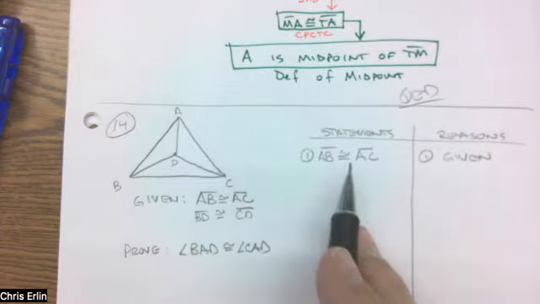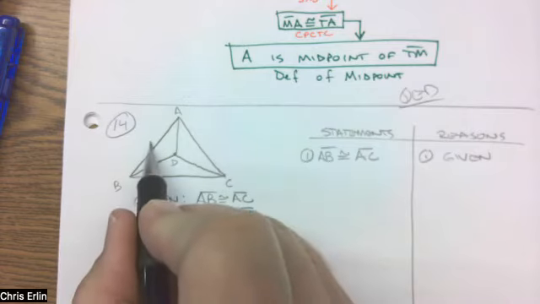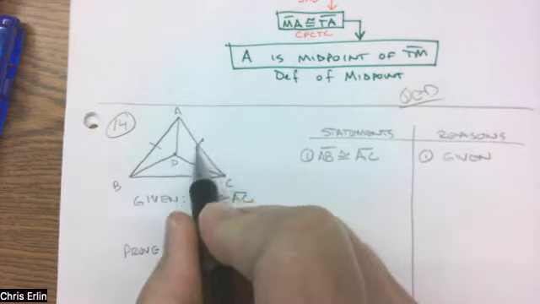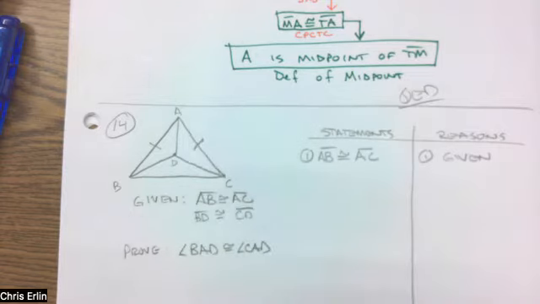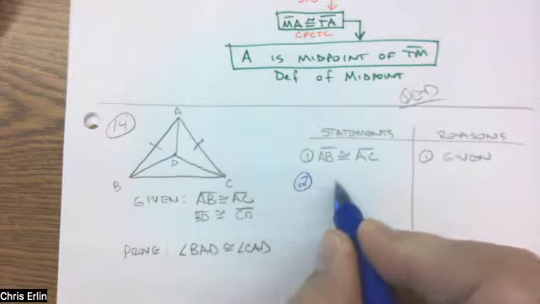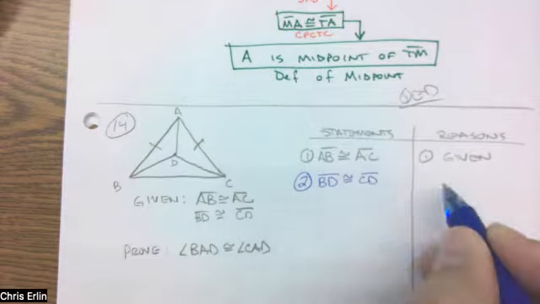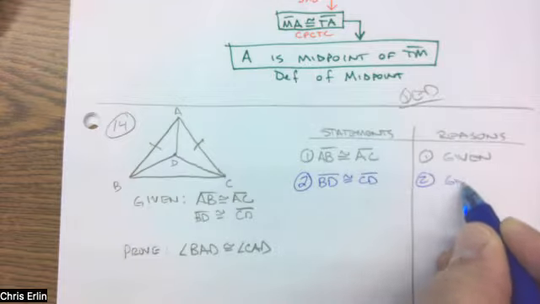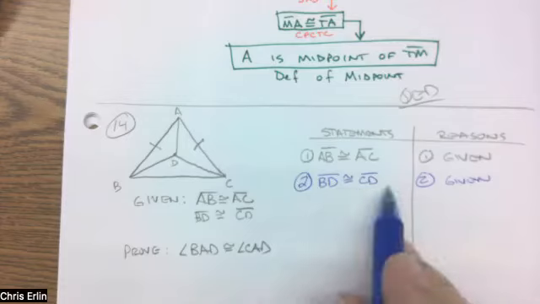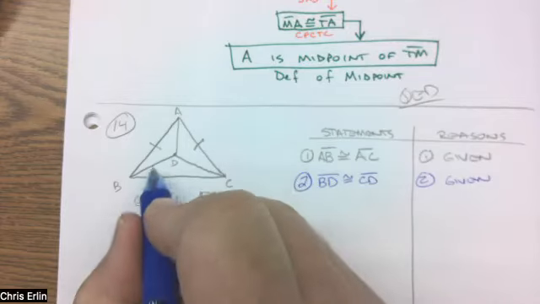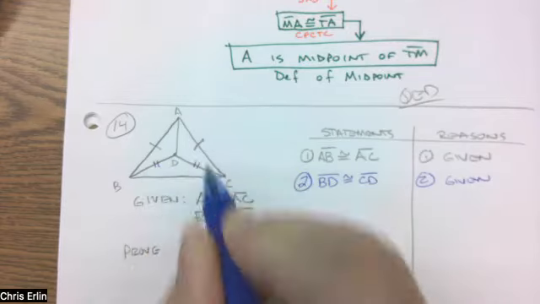And what should I do since I've just written a congruence statement? Mark it. Over here, make AB and AC have the same number of hash marks. I'll choose 1. Now let's do a second given because we're given 2. BD is congruent to CD. And again, I've written something important, so I'm going to add it to my picture. BD is congruent to CD.